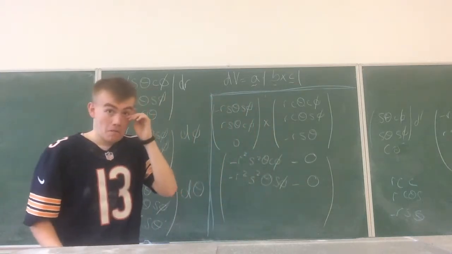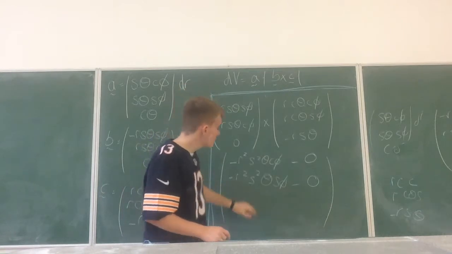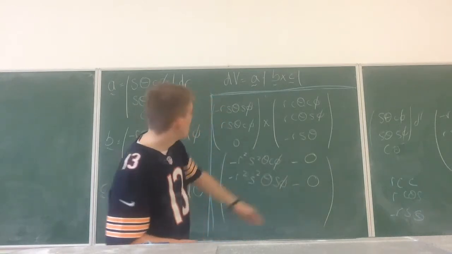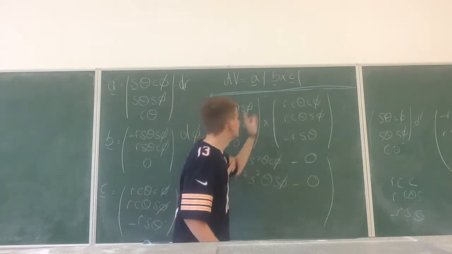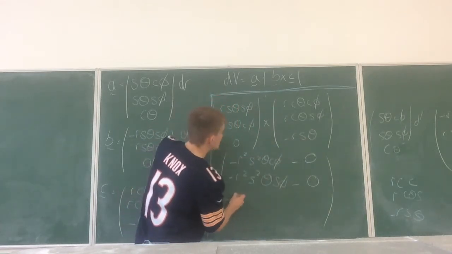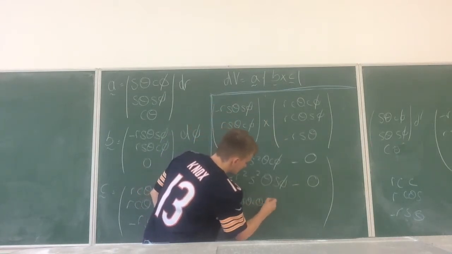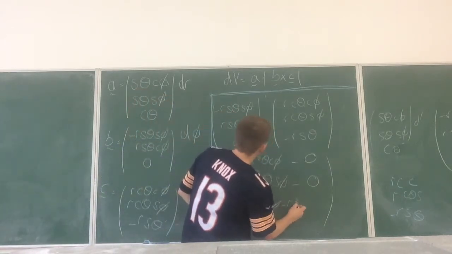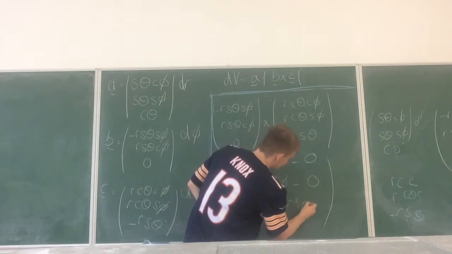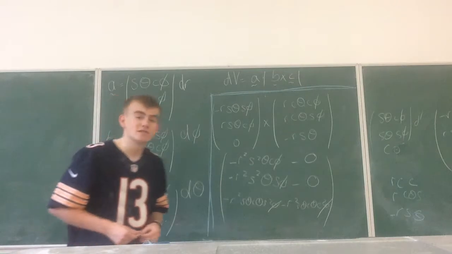Sorry, a little bit of a moment there. But yeah, it's minus r squared sine squared theta sine phi minus 0. And then we want to do the bottom one. We just get rid of that, and we do minus that. So minus r squared sine theta cos theta sine squared phi minus r squared sine theta cos squared phi. Okay, this is B cross C.